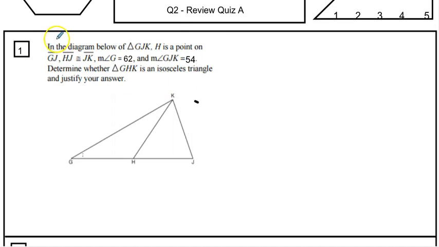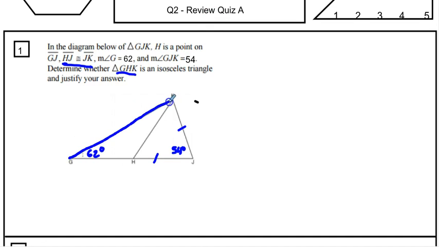What you have to do is start by reading the question and filling in the given information. It tells us that G is 62 degrees. It tells us that GHK, which is over here, is 54 degrees. And very importantly, it tells us that HJ is congruent to KJ. So let's mark that. Now the question is, is triangle GHK an isosceles triangle?